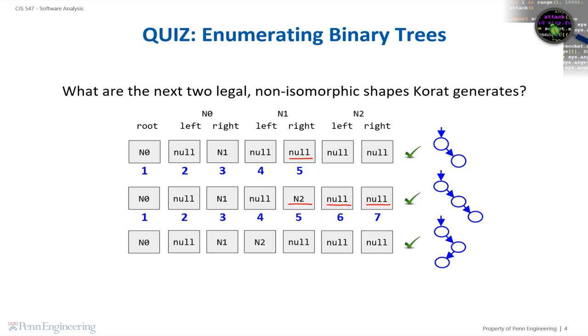Setting n1.left to n0 results in an illegal shape, as does setting it to n1. Finally, assigning n2 to it gives us a legal shape pictured here. This is the next legal shape that Korat generates.